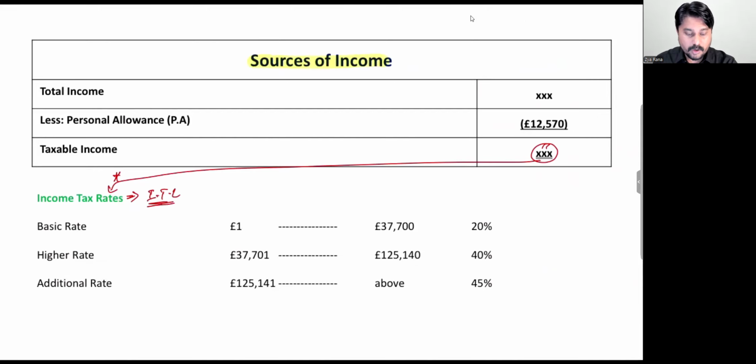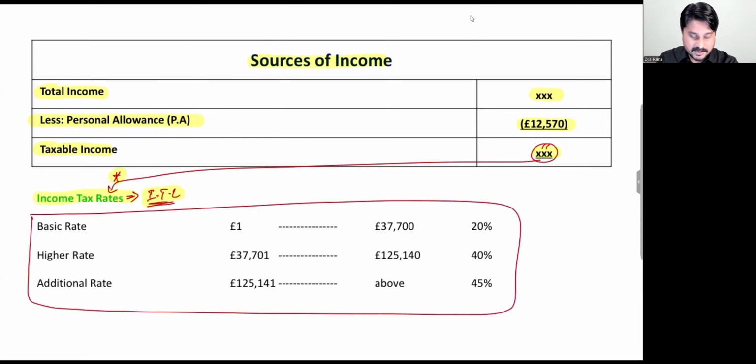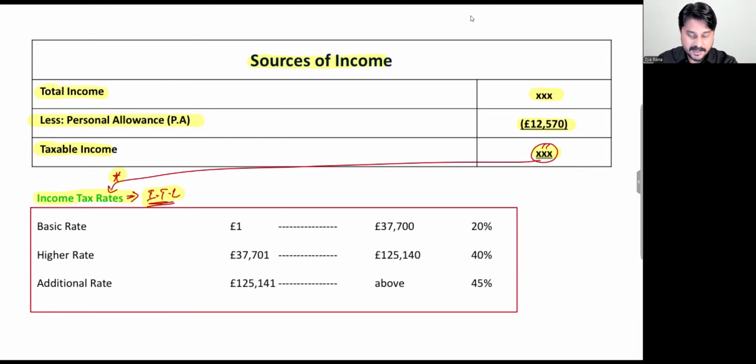First of all, add all of these sources of income to get the total income. From total income, deduct the personal allowance of 12570, and then finally you get the taxable income, on which the tax rates are multiplied, and you will get the income tax liability. And there are three types of tax rates: the basic rate, the higher rate, and the additional rate. These tax rates are applicable in the form of bands, in the form of band limits.